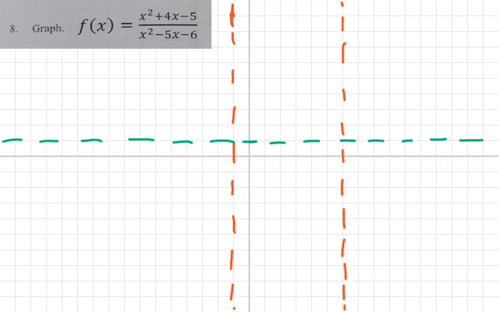Now I'm going to plot the intercepts that we found. We found that the x-intercepts are at x equals 1, right here, and x equals -5. So -1, -2, -3, -4, -5. So those are my x-intercepts. Now my y-intercept was at 5/6. Okay, so in this case, this one is right here.